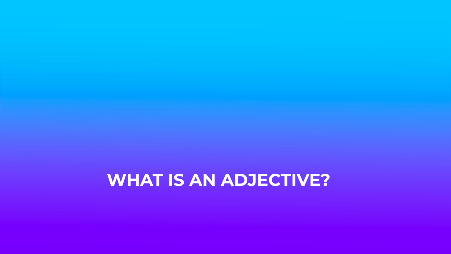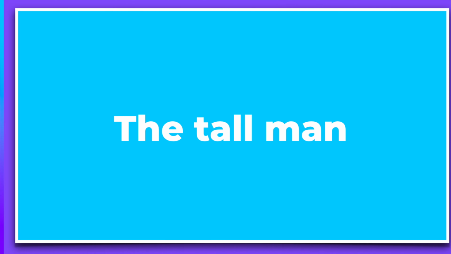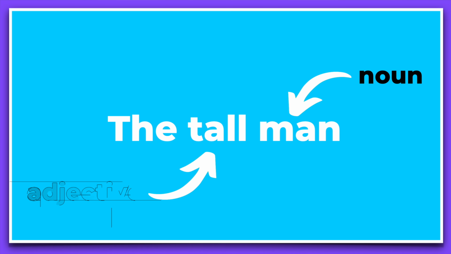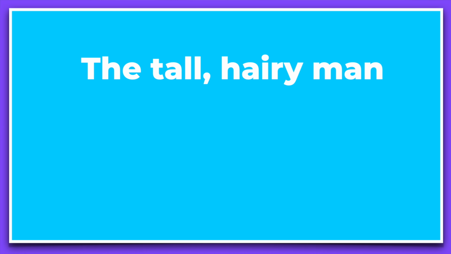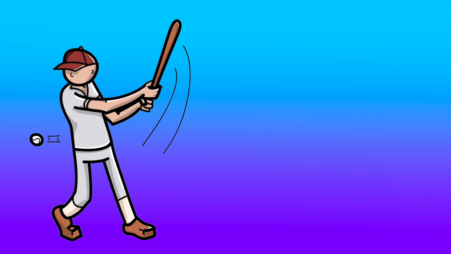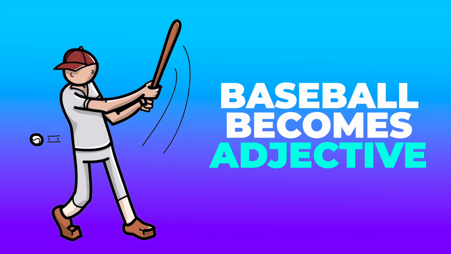Let's get started. An adjective is a part of speech that changes, modifies, or describes a noun. For example, man is a noun and tall describes a man. Tall is the adjective. Let me explain a couple key uses of adjectives that will really help you. You can write a sentence like this: tall, hairy man, with a comma separating the two adjectives, or the tall and hairy man. Sometimes nouns act as adjectives. For example, baseball's a noun, but when you say baseball player, baseball's describing what type of player it is. So baseball's an adjective.